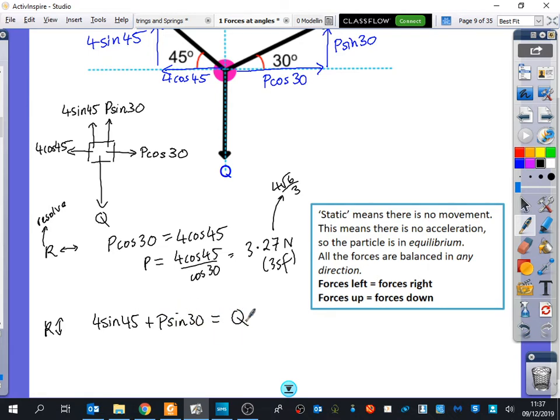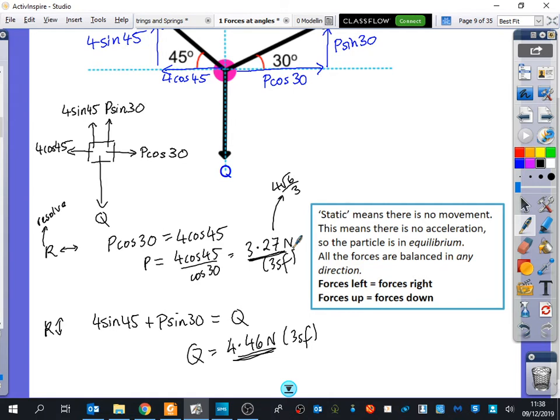So if I want to find out what Q is, I can now take these values that I've got here and substitute everything in and calculate it. So let's take whatever I've got on my calculator still. Q is going to be equal to that times sine 30 plus 4 sine 45, and we should get 4.46 newtons to 3 significant figures.